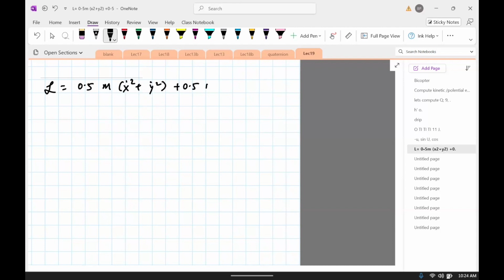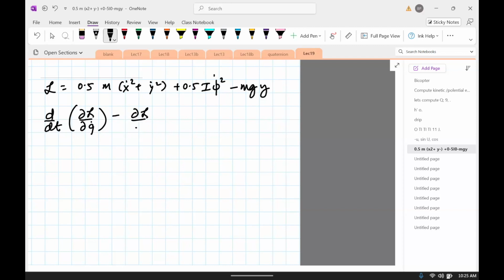Plus 0.5 I phi dot squared minus mgy. And then Qj is, I'll write it as minus u1 plus, let me just not write this. Okay, so here are the equations, d/dt of dL/dq dot minus dL/dq equals Qj.